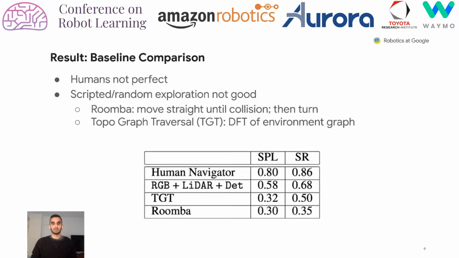We also find that scripted explorations are lacking. We test both the Roomba policy, which moves straight until it's near an obstacle, then turns in a random direction, and a topological graph traversal, which performs a depth-first search of a graph of the environment. Our policy outperforms both of these scripted baselines.